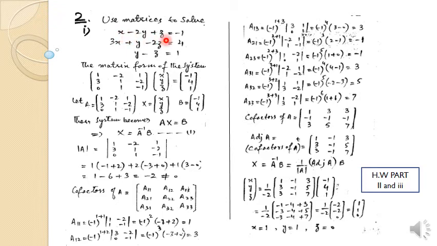Following the same rule, if you put these values in the system of linear equations, you can verify your answer easily. With x equals 1, y equals 1, we get 2 times 1 minus 2 minus 1, and with z equals 0, we get -1.